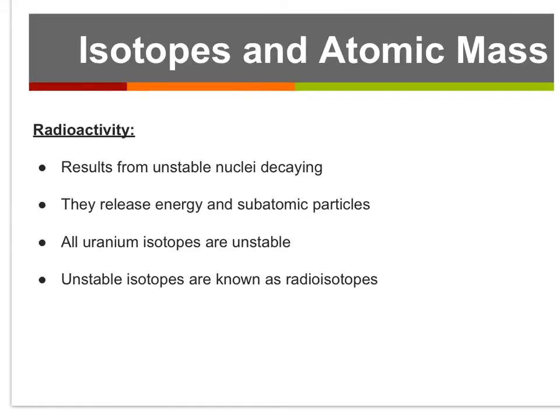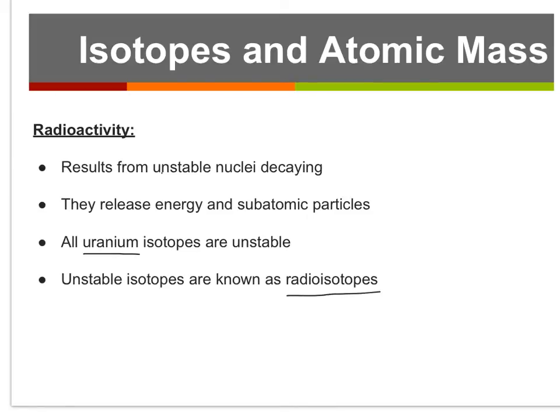Now, some isotopes are radioactive, but not all isotopes are radioactive. So what is radioactivity? It results from unstable nuclei decaying. And when they decay, they release energy and they release some subatomic particles. It might be a proton or a neutron that it releases. One interesting fact is that any isotope of uranium is always unstable, so they are all radioactive. And these unstable isotopes are known as radioisotopes.